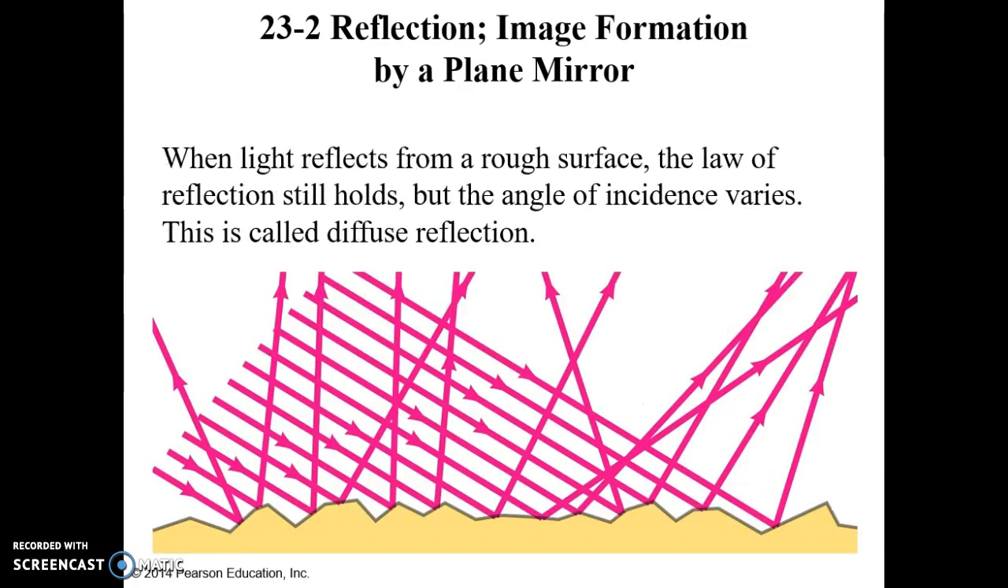When light reflects from a rough surface, the law of reflection still holds, but the angle of incidence varies. This is called diffuse reflection. Because of diffuse reflection in all directions, an ordinary object can be seen at many different angles by the light reflected from it.